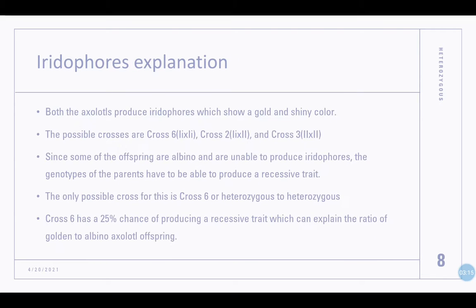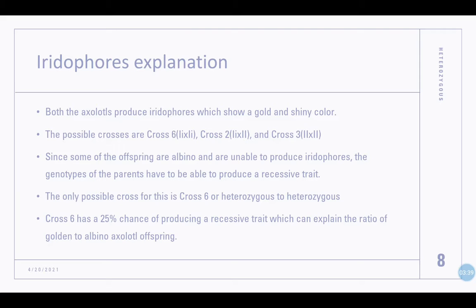So for iridophores, both axolotls produce iridophores which show a gold and shiny color. The possible crosses are cross 6, which is heterozygous to heterozygous, cross 2, which is heterozygous to homozygous dominant, and cross 3, which is homozygous dominant to homozygous dominant.